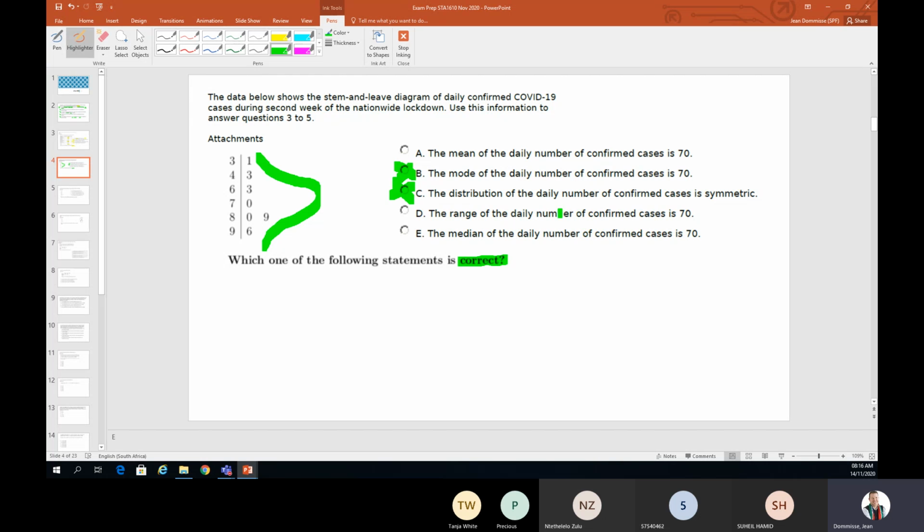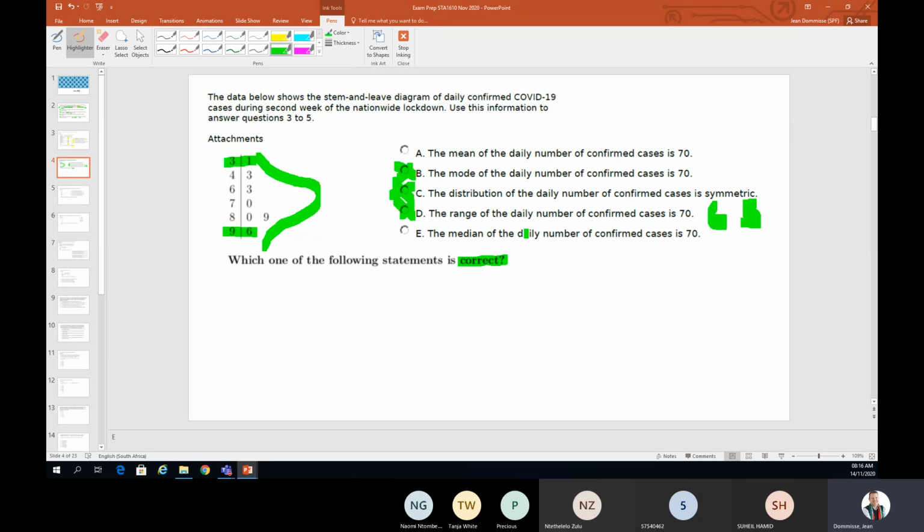The range of the daily confirmed cases is 70. Sure, there's a lot of 70s. But let's look. So the range would have been 96 minus 31, which is 65. So that one is also wrong because it should have been 65.